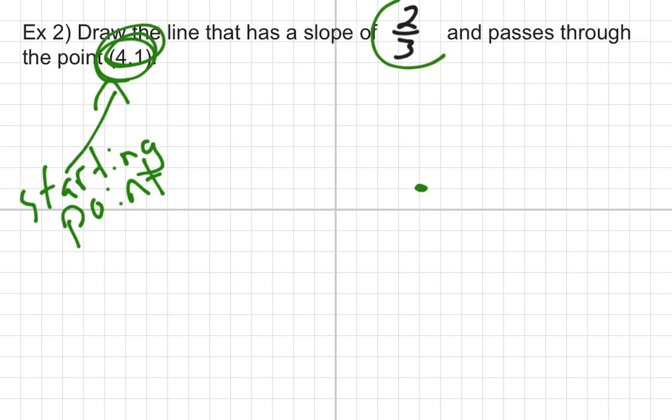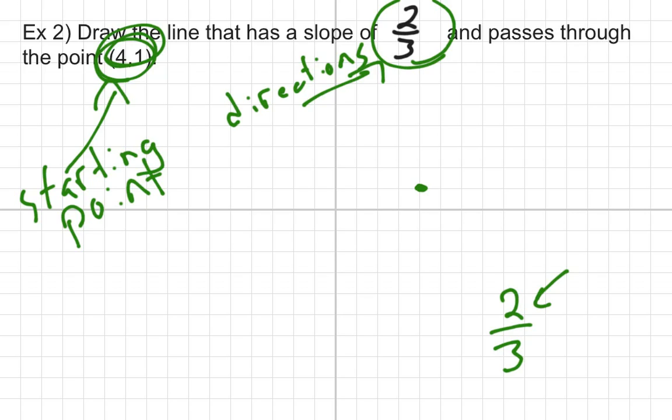The thing is, though, because they give us our slope, the slope is our directions. It's telling us exactly how to get from the first point to the second point. So remember, if I have 2/3 here, the 2 is telling me how far to rise, either up if it's a positive, which it is in this case, or down.